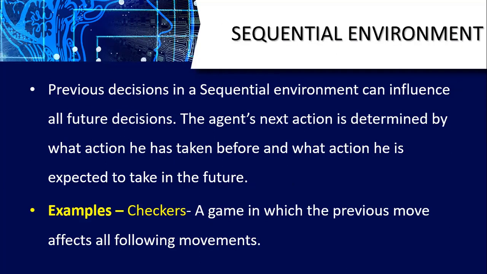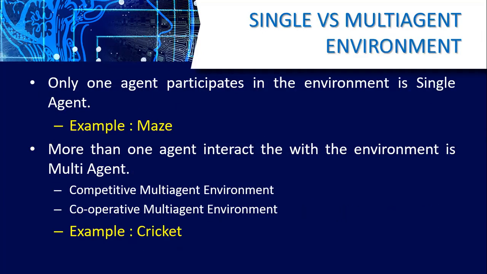Sequential environment. Previous decisions in a sequential environment can influence all future decisions. For example, take a checkers game. Based upon the previous decision only, the agent will take his next action. So the next action is determined by what action he has taken before and what action he is expected to take in the future.